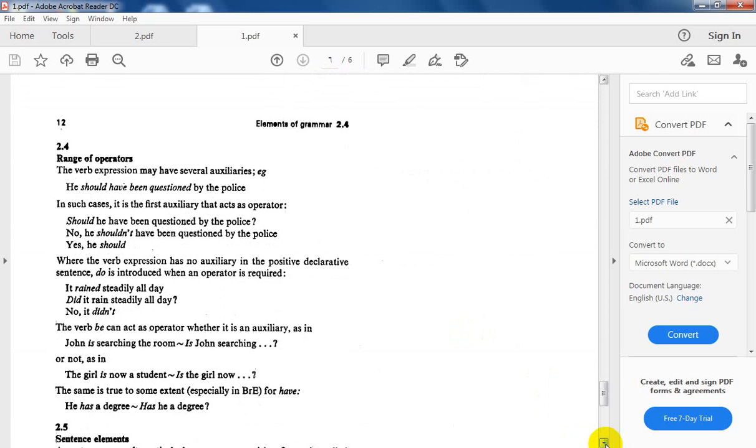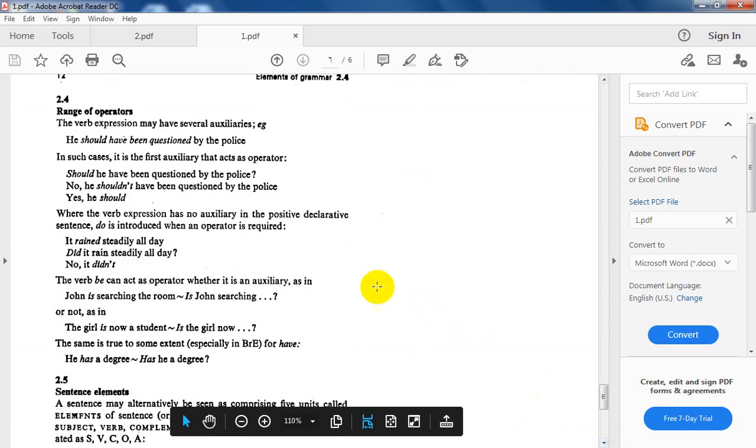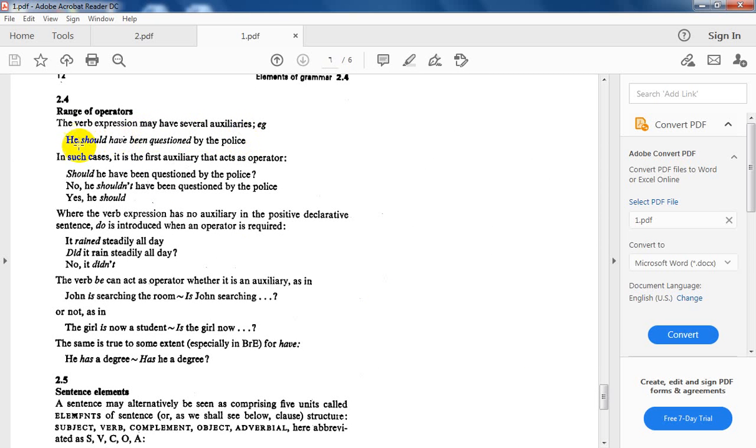Look at this title, range of operator. It is said that the verb expression may have several auxiliaries. Look at the sentence: He should have been questioned by the police. Here I have should as an operator. Let us suppose that we are talking about form. Should have been, they are supposed to be operator and form.